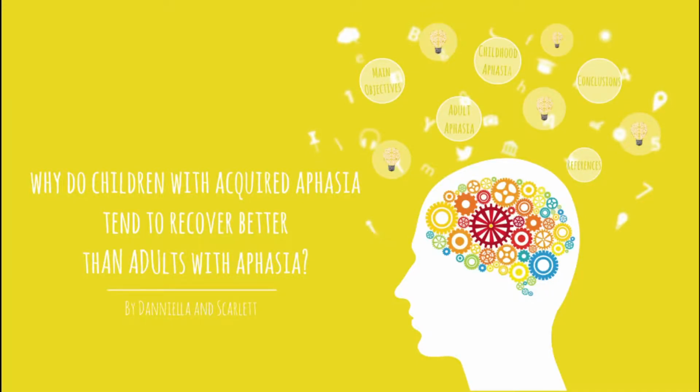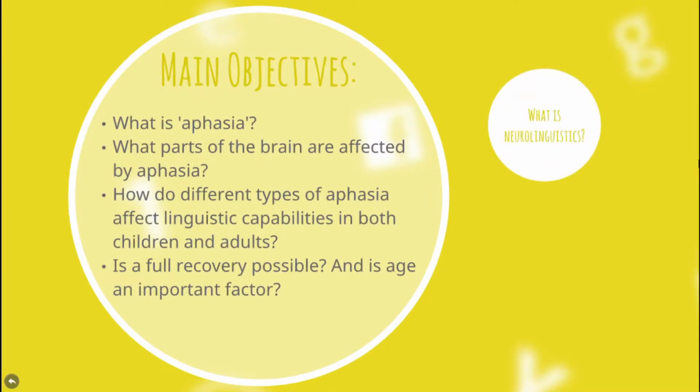This presentation aims to address the tendency children have in recovering more quickly and completely than adults with aphasia. In order to do this, we will discuss and answer key objectives such as what is aphasia, what parts of the brain are affected by aphasia, how do different types of aphasia affect linguistic capabilities in both children and adults, and finally, is a full recovery possible? And if so, is age an important factor?